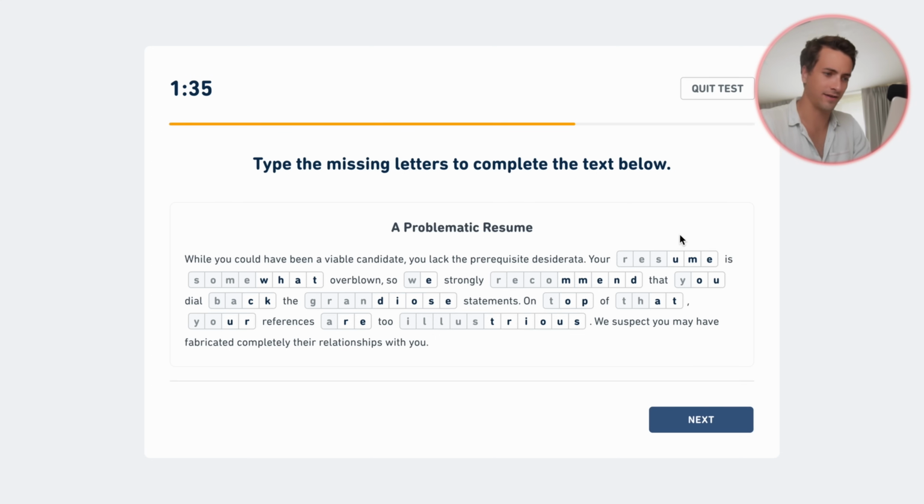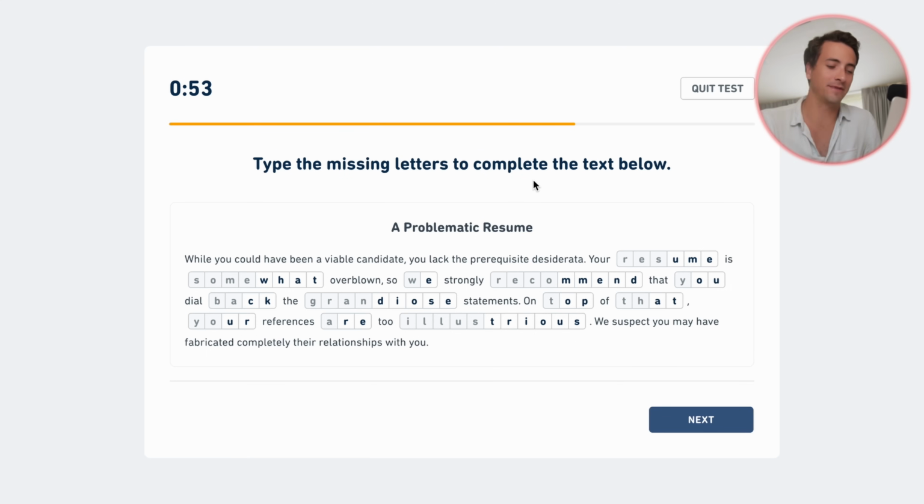We also, I think, had maybe just as many incomplete words as we had words that were complete. So this one was a tough one, even though it was short. So illustrious here is a very advanced word, but it means famous, successful, somebody with a lot of accomplishments. So what this passage is saying is that the resume is exaggerated. We recommend that you dial back. So like I said for fill in the blanks, that's a collocation or a phrase. Dial back means reduce.